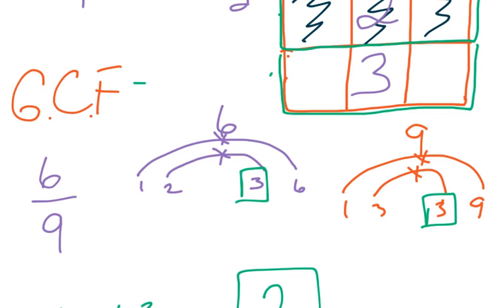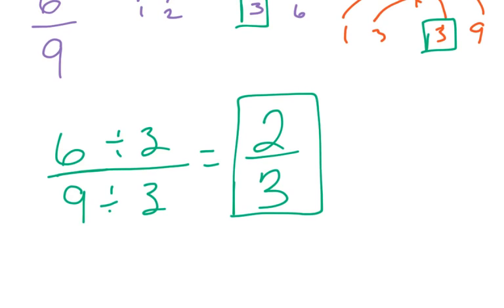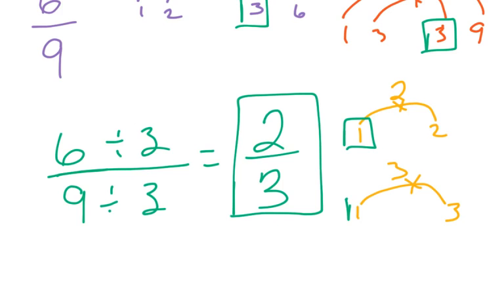And I forgot to put that our greatest common factor here is 3. Now, let's look at a factor rainbow for 2 and 3. And remember, we know that a fraction is simplified when the only common factor those two numbers have in common is 1. So 2 is 1 times 2. Then 3 is 1 times 3. The only factor they both have in common is 1. And we know that that is a simplified fraction.